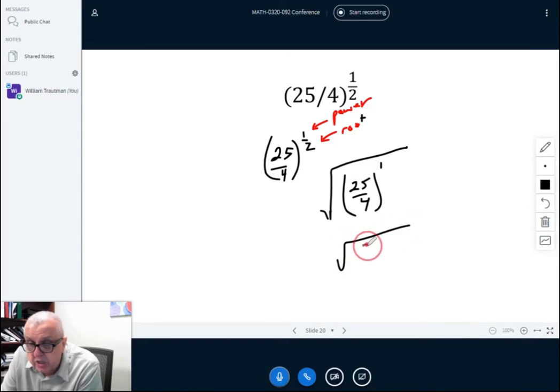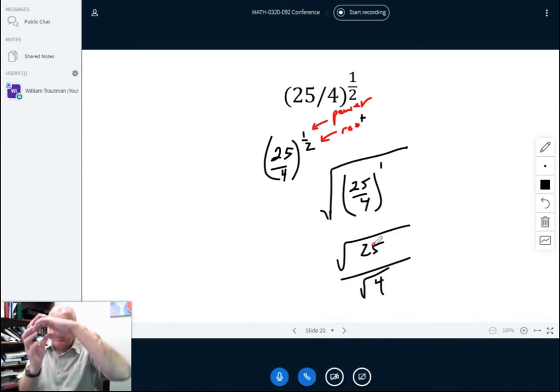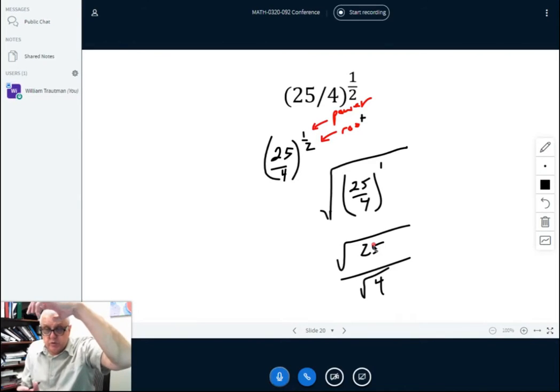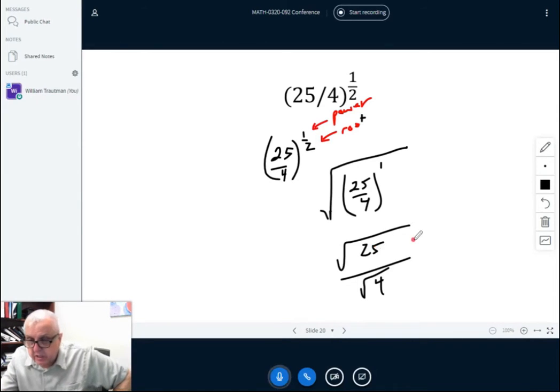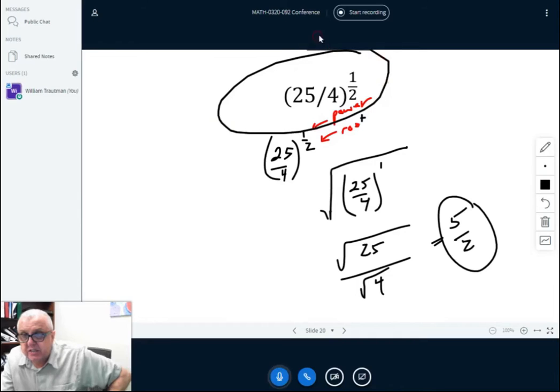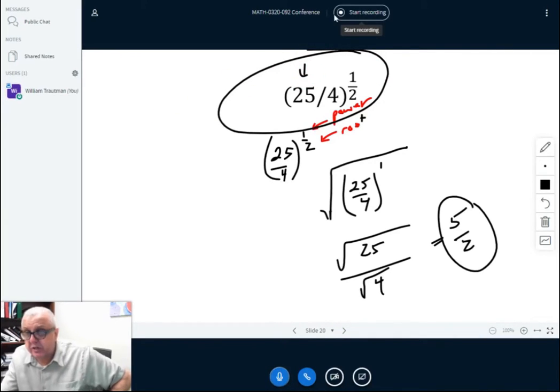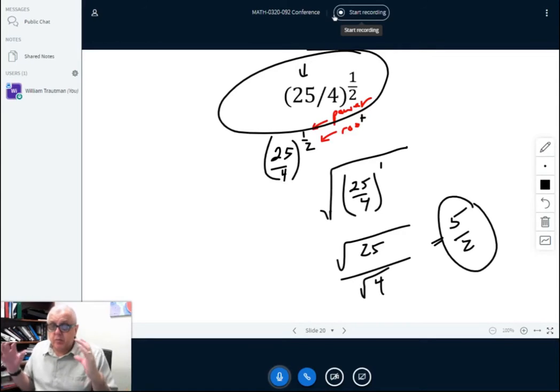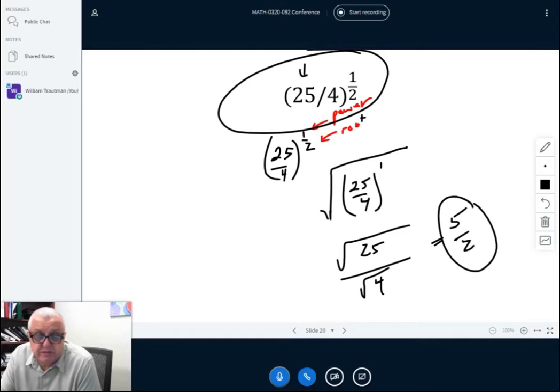The square root of 25 over 4 is the square root of 25 divided by the square root of 4. Remember, when you have things multiplied or divided in a root, you can break them up or squeeze them together. The square root of 25 is 5, and the square root of 4 is 2. The answer to this problem is 5 over 2. You can actually put that in your calculator: 25 over 4 in parentheses, raised to the 1/2 power, or take the square root of it, and it equals 5 over 2 in fraction form, 2.5 in decimal form.